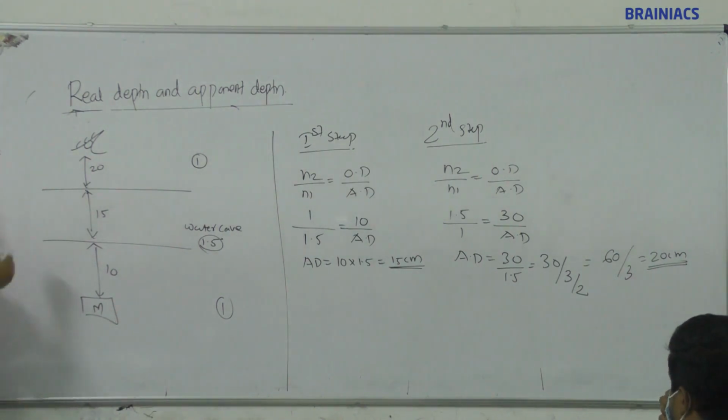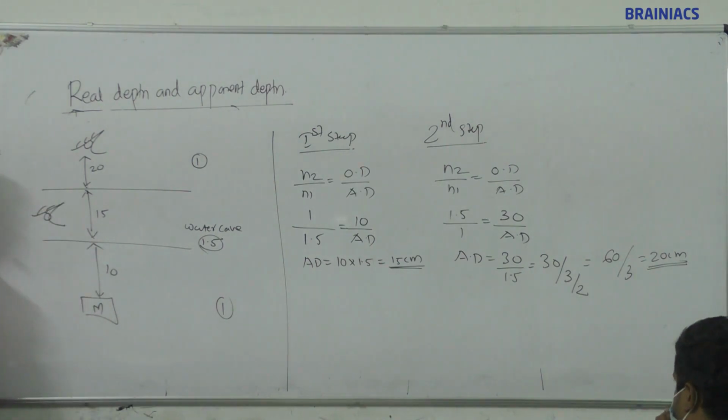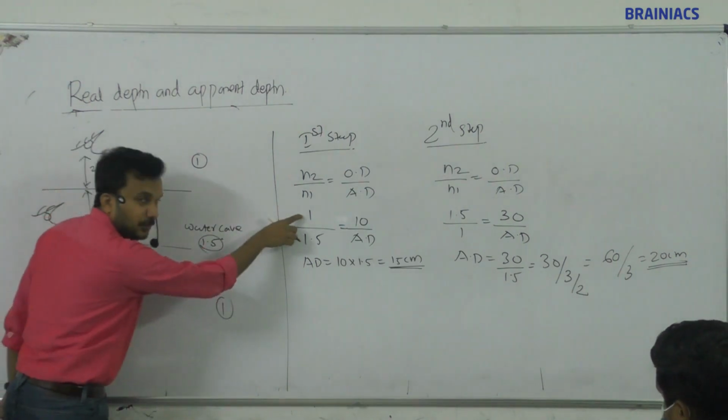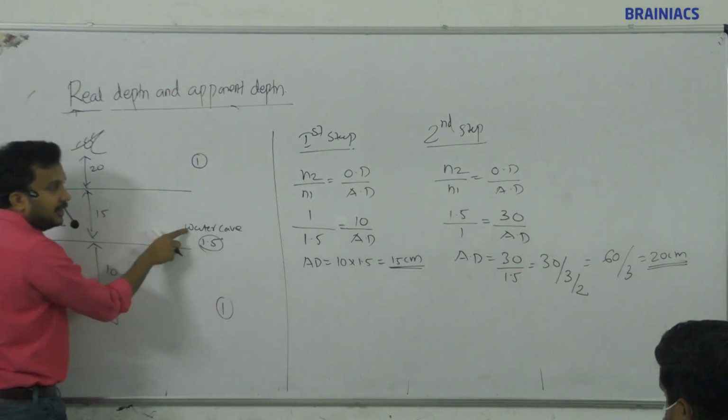So step number 1 means you have to place your eye over here, then you have to look. You are looking from here, and an object will be here. So N2 by N1 is original depth by apparent depth. N2 is where you have placed the object, in which medium? Air medium. You are looking from water.